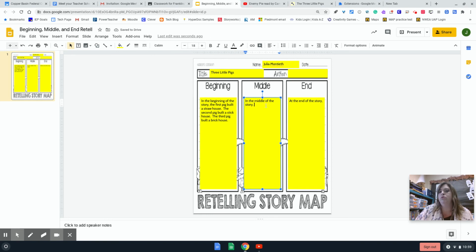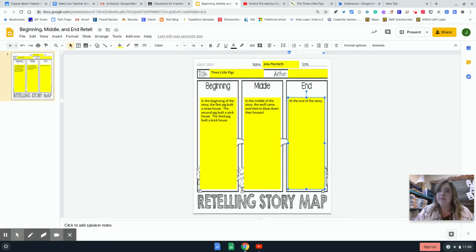In the middle of the story, let's talk about what happened. Well, the wolf came, right? The wolf came and tried to blow all their houses down. So in the middle of the story, the wolf came and tried to blow down their houses. Okay, so am I going to tell a lot of details right here? Probably not, because when you're given a retell, it's kind of a summary. So you want to kind of be quick about it.